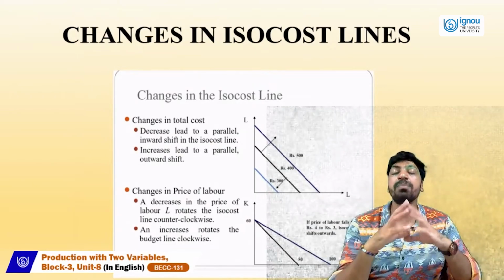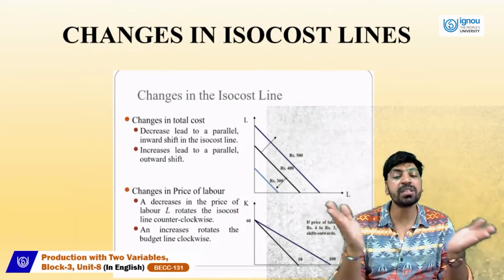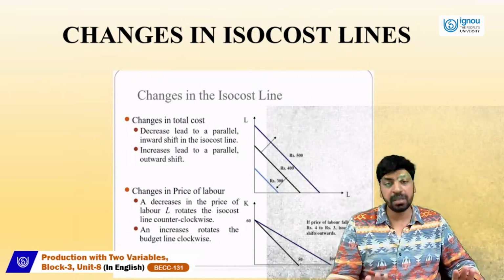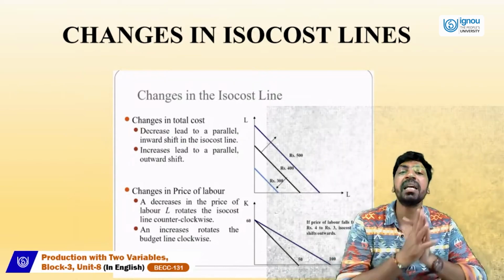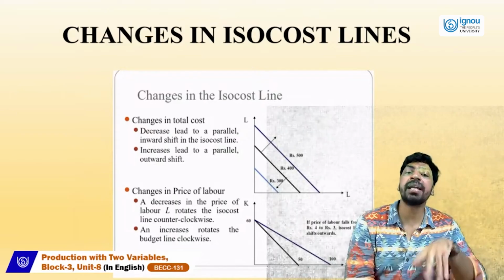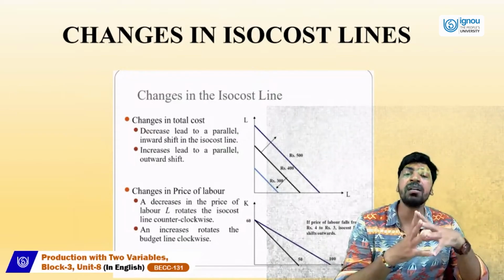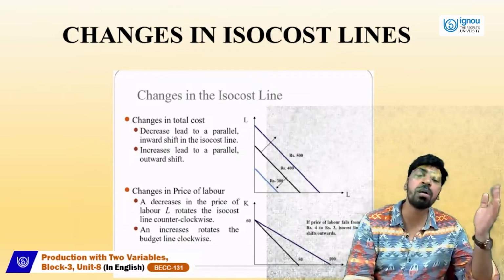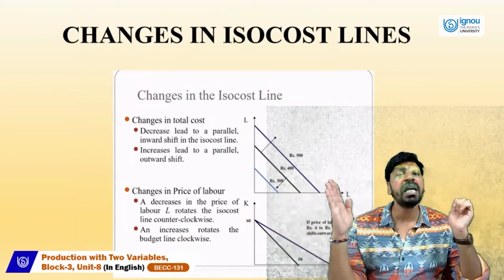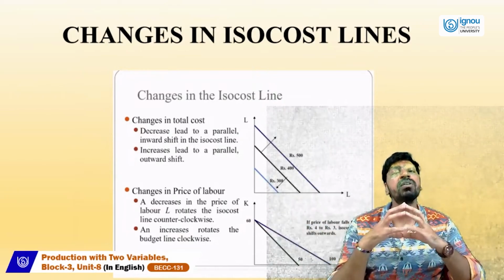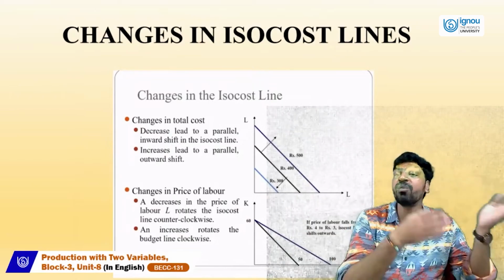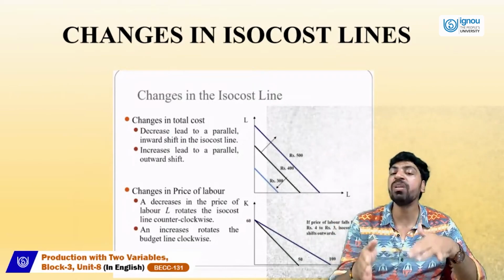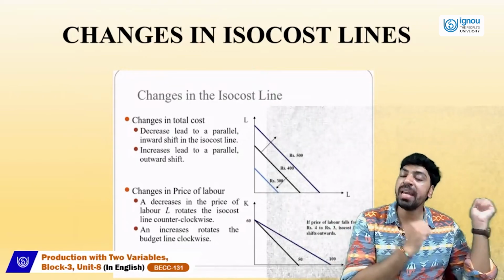So when we talk about the prices, we talk about the wages. There is a parallel shift of the isocost curves. So let's begin with the changes in the isocost line. The changes occur following two factors, that is the total cost and the price of labor. If there is any change in the total cost, for example, a decrease in the total cost, that means that particular isocost line will shift to the leftward.